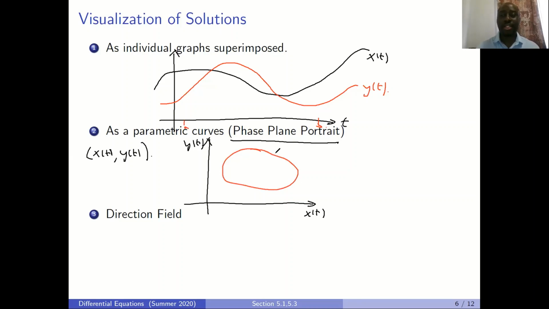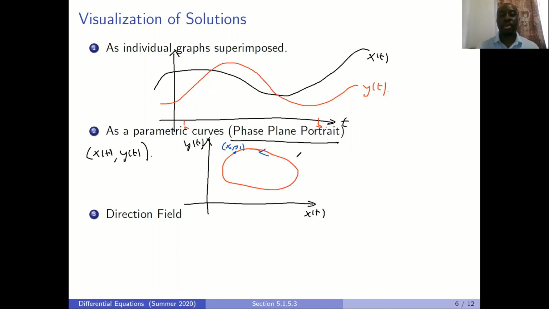That curve can tell me a lot about the behavior of the 2 solutions for all time. Because at each point, it's telling me a pair of values. It's telling me a value for x and a value for y. But it's telling me this for every possible time, because as I move along this curve, my time is increasing. And so the behavior of the pair of solutions for all time is very easily visualized by this phase plane portrait.